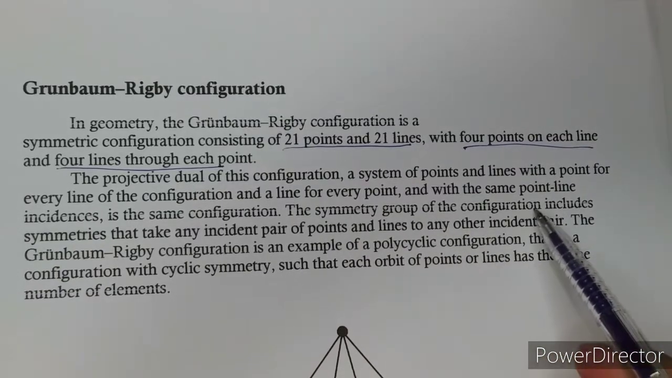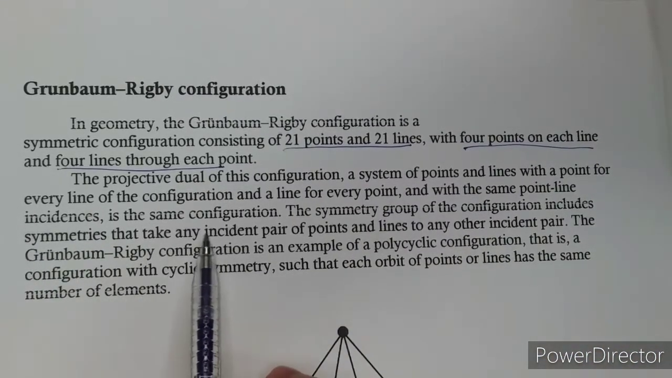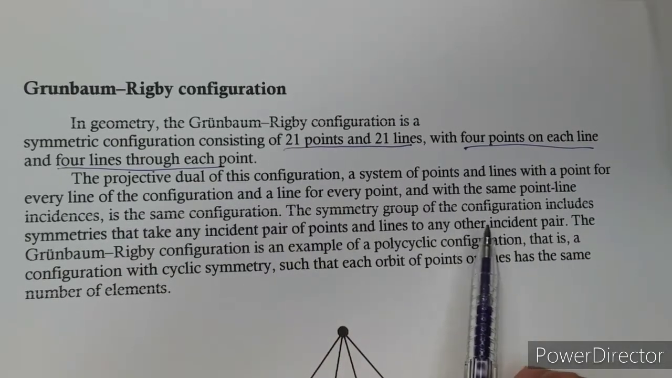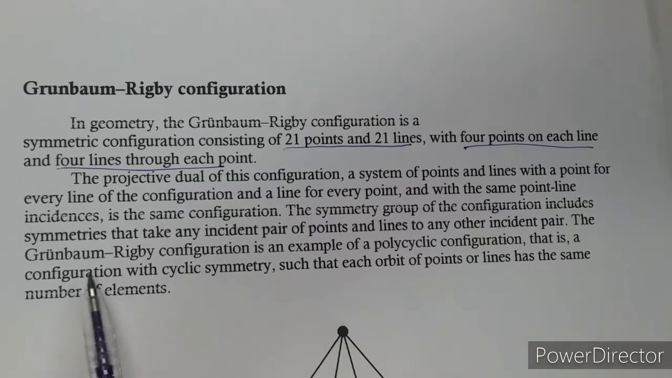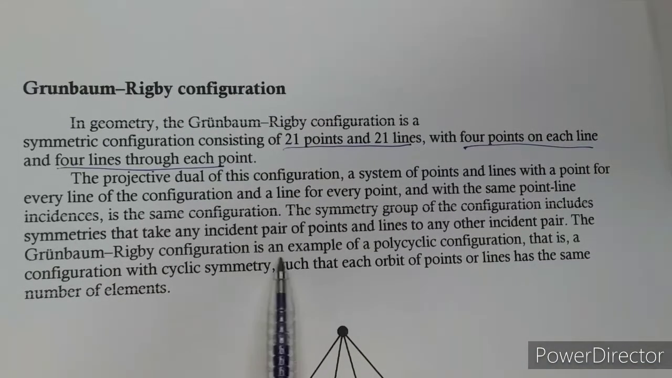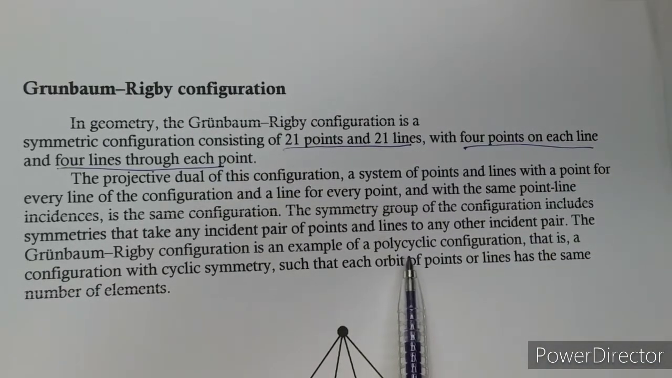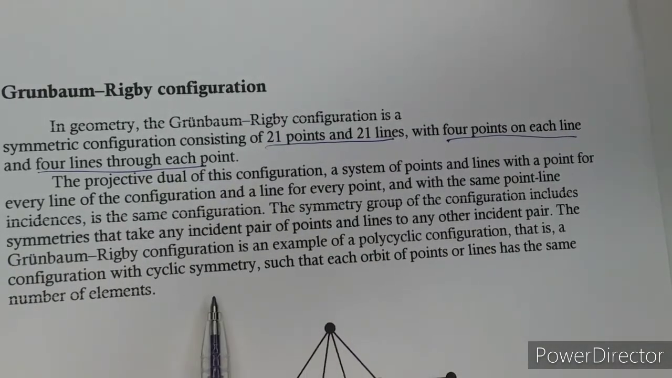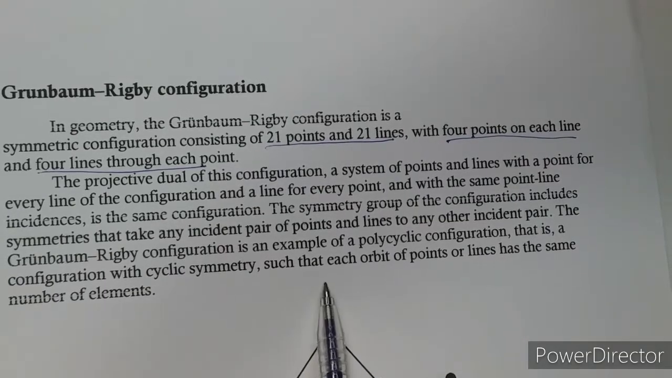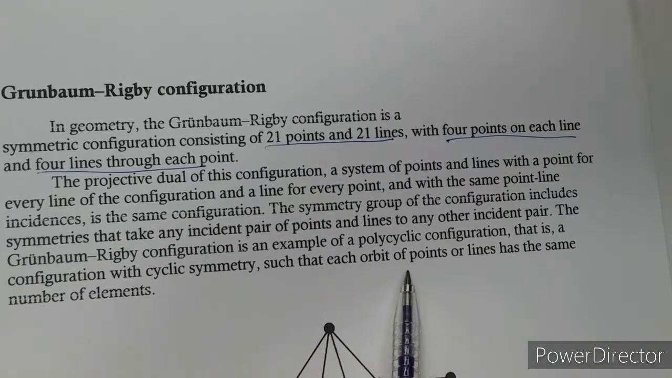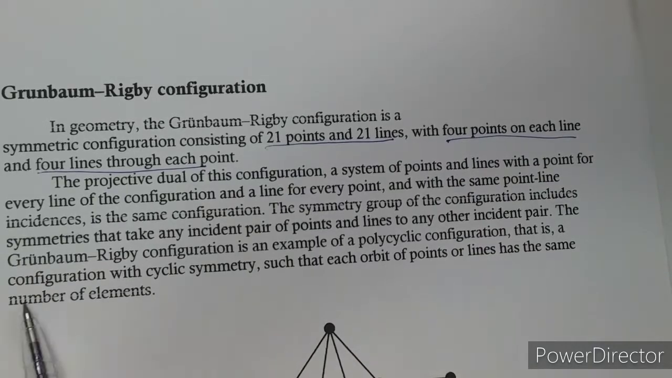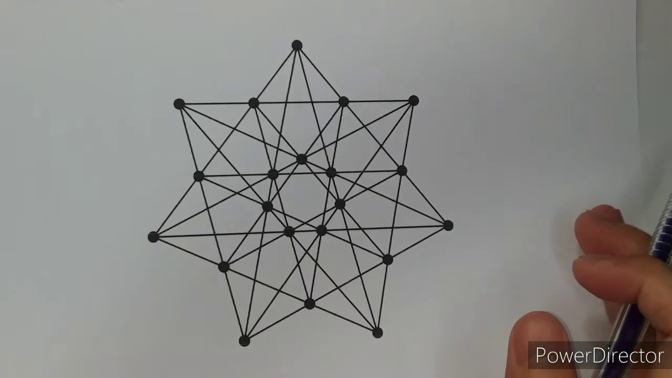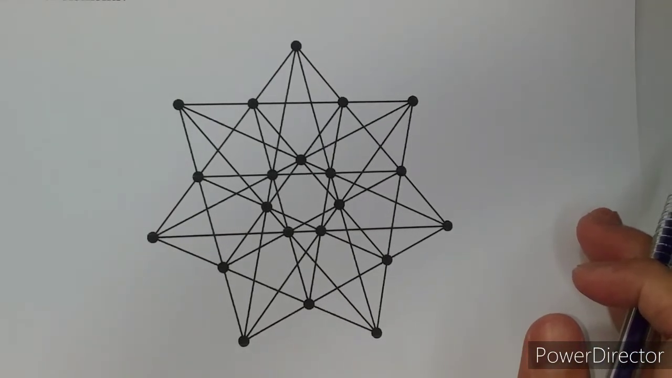The symmetry group of the configuration includes the symmetries that take any incident pair of points and lines to any other incident pair. The Grünbaum-Rigby configuration is an example of a polycyclic configuration, that is, a configuration with cyclic symmetry such that each orbit of points or lines has the same number of elements. Now, this is an example of a Grünbaum-Rigby configuration.